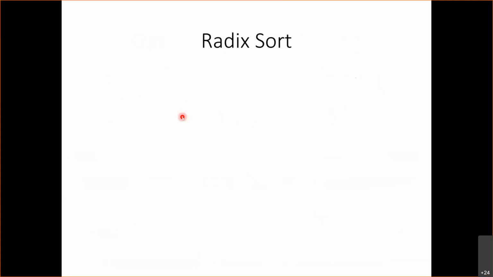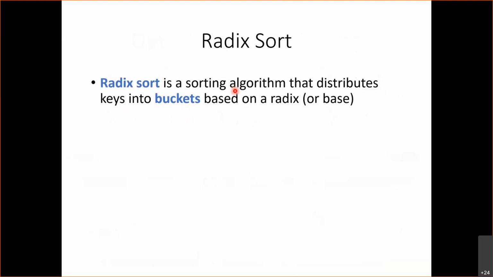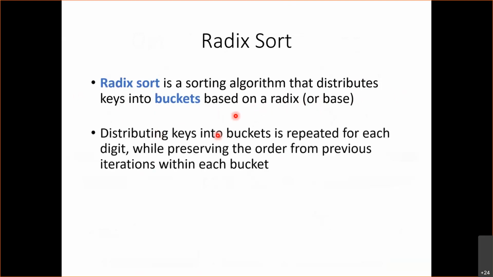So what is radix sort? Radix sort is a sorting algorithm where we distribute the keys that we're sorting into buckets based on a radix or a base. So if the input keys are represented in some base in a positional numeral system, then we use that base and we iterate over the digits, and every iteration we distribute the keys into buckets based on the radix. Distributing the keys into buckets is repeated for each digit in the key, and one important thing is that for every iteration we should preserve the order from the previous iteration within each bucket. So this is important, and I'll show you why this is important.